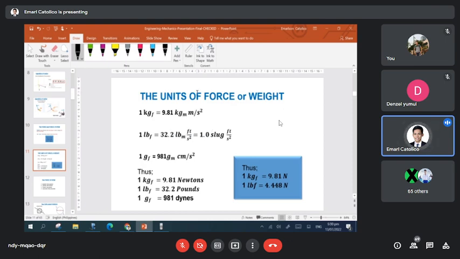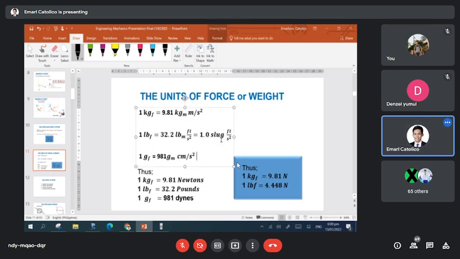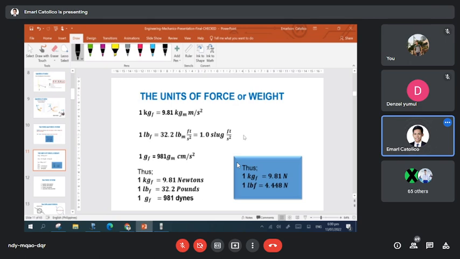So, unit of force. 1 kilogram force is 9.81 kilogram mass meter per second squared. 1 pound force is equal to 32.2 pound mass feet per second squared. Kalimitan, ginagamit yung slug. Given yung pound force, convert mo sa slug. So ang conversion niya, 32.2 pound mass feet per second squared is equal to 1 slug feet per second squared. Then 1 gram force is equal to 981 gram cm per second squared.